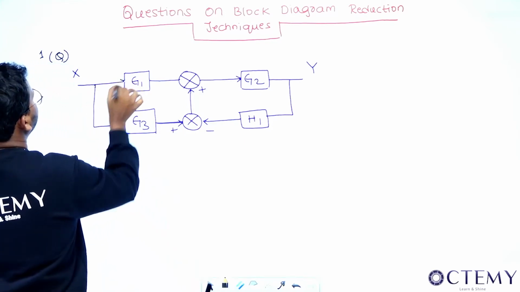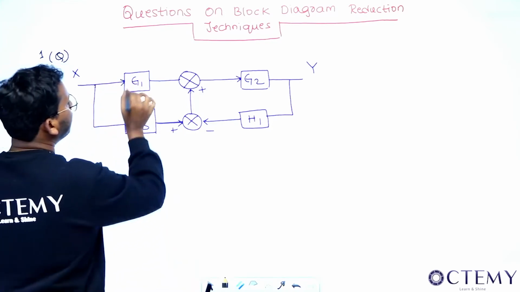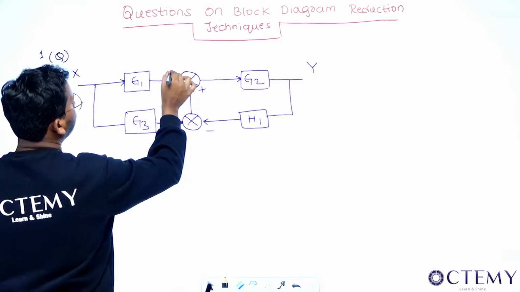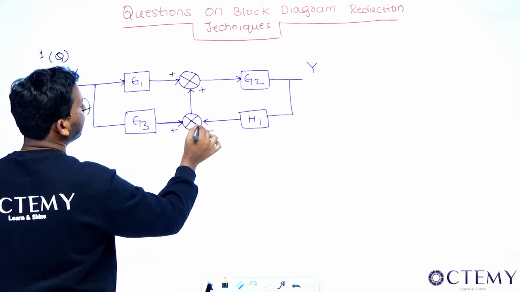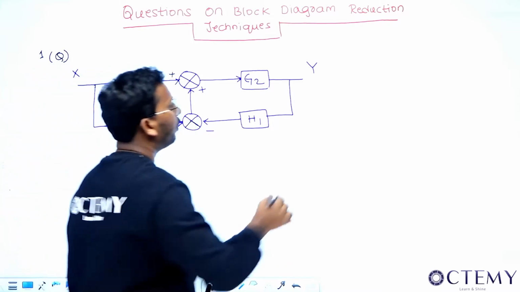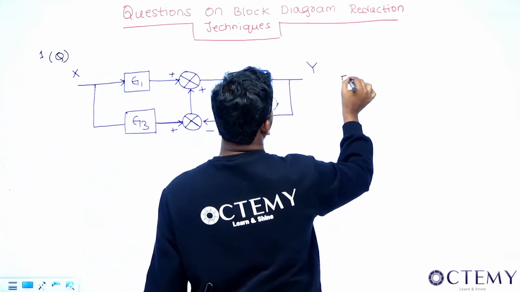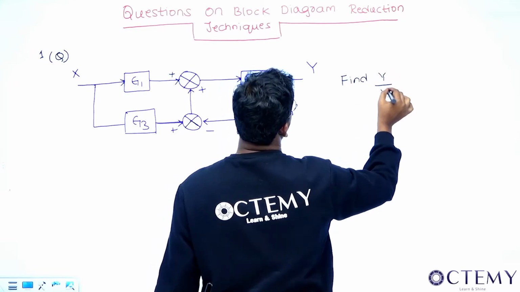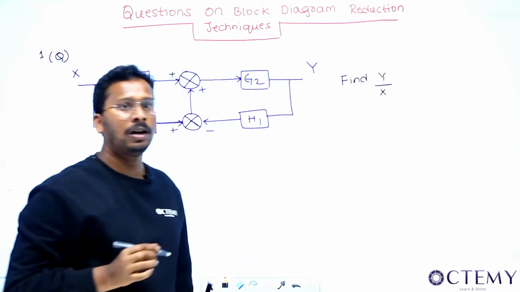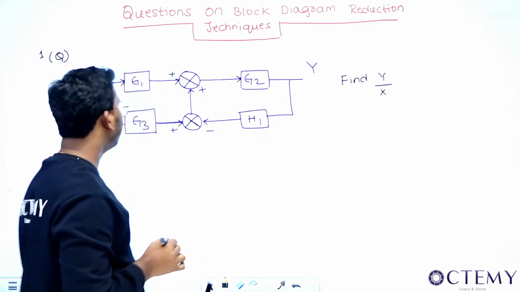The first question says that this is the input X, a G1 block, a summer, it is like this, and this is plus, this is minus, so everything is given like this. It is asking you to find Y by X, the overall transfer function. He could say Y by X or overall transfer function. So see, how do we do this?